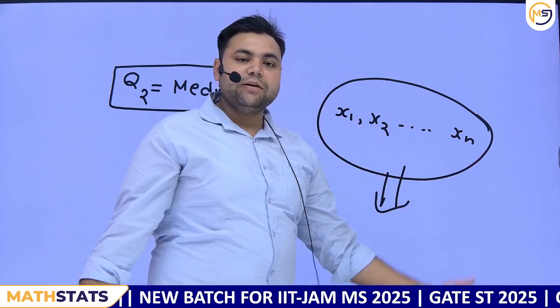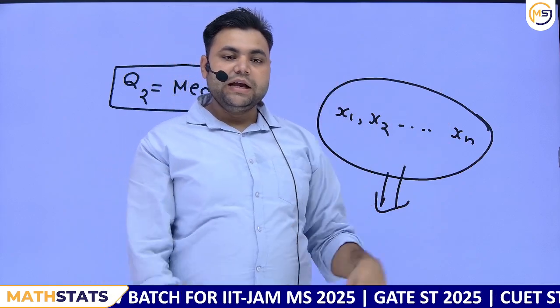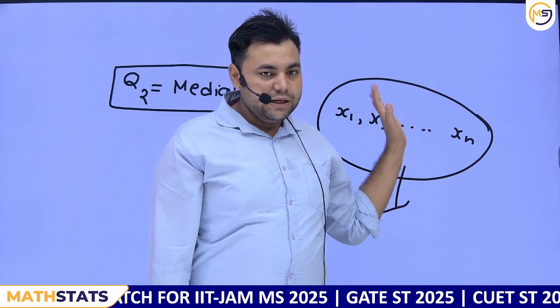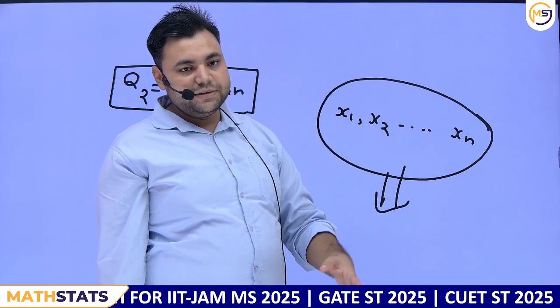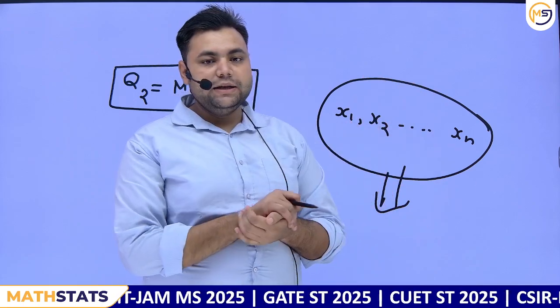If we want to find the mean, we add the values and divide by the number of observations. If we want to find the median, we check whether n is even or odd. So how can we calculate quartile? Any idea?